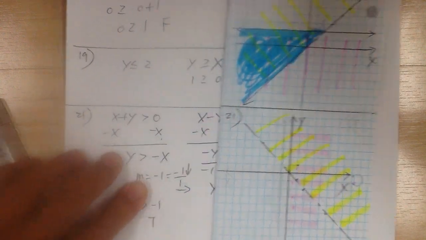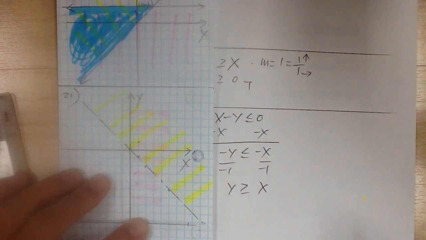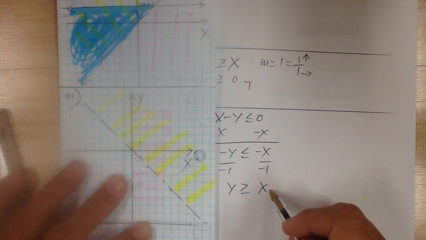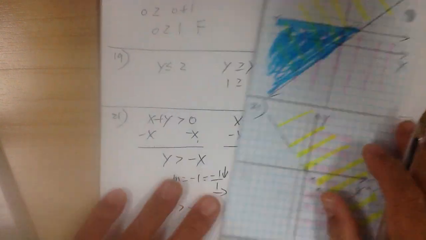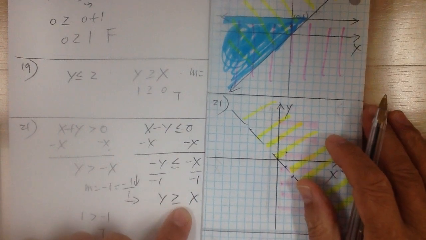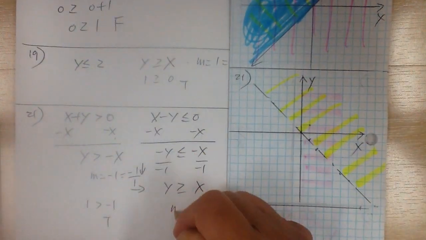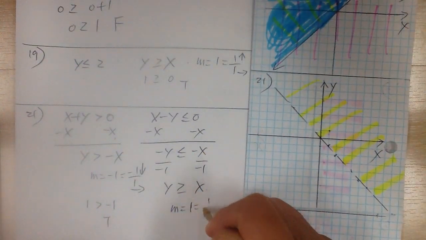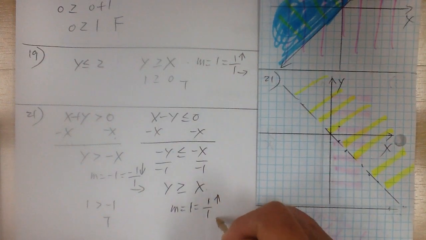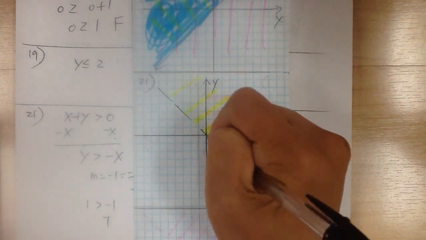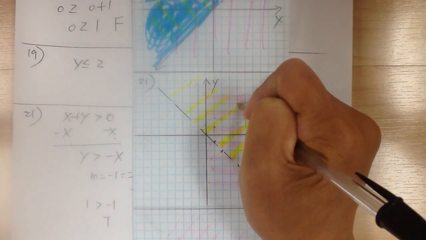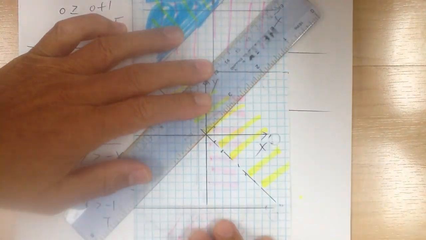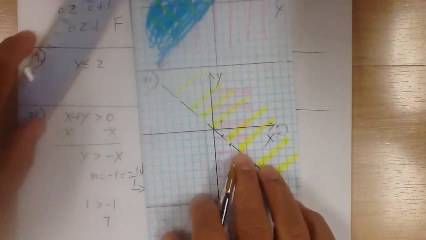Now, once I'm done with this one, I'm going to do this one. Again, the intercept is 0, so I'm going to start at 0, and the slope is 1. So again, the slope is equal to 1 over 1. In this case, you have to go up 1 over 1, up 1 over 1. So for this one, you're going to get the pattern this way, and this is going to be a solid line.